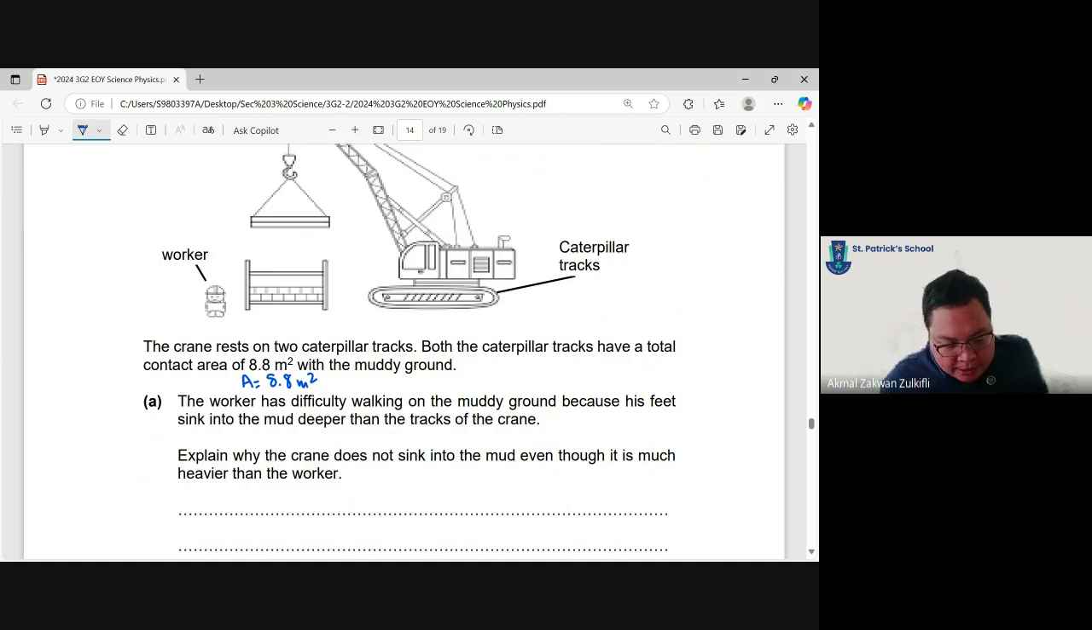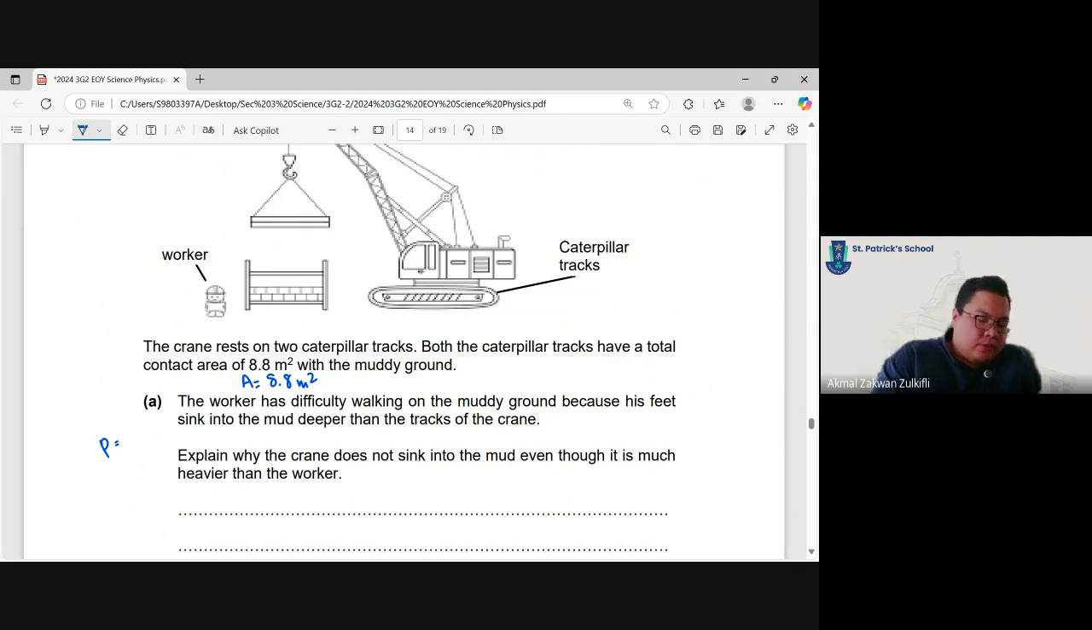The worker has difficulty walking on the muddy ground because his feet sink into the mud deeper than the tracks of the crane. Explain why the crane does not sink into the mud even though it is much heavier than the worker. We probably already guessed that it has to do with the area. In these kinds of questions, sinking and floating, we usually talk about density, but in this case it doesn't make sense to talk about density. We talk about pressure instead.